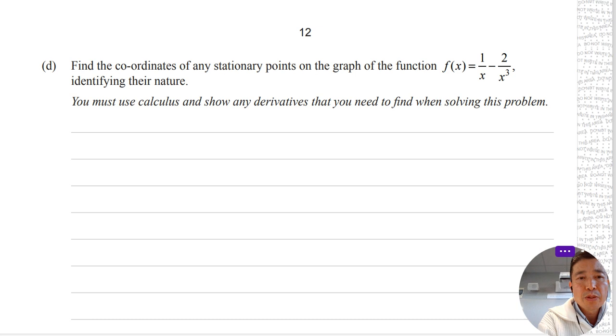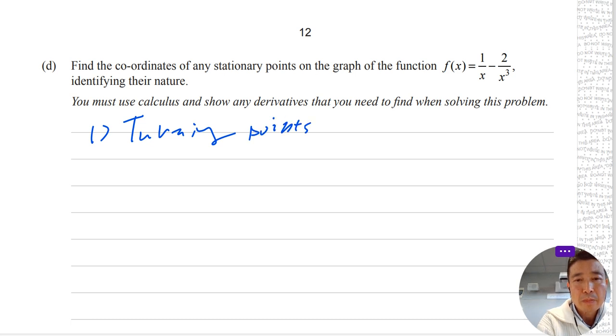Right. First of all, what are the stationary points? First would be turning points. So how do you find it? You differentiate the function. The first derivative equal to 0 shows turning points. Sometimes it can be a point of inflection, but not always.